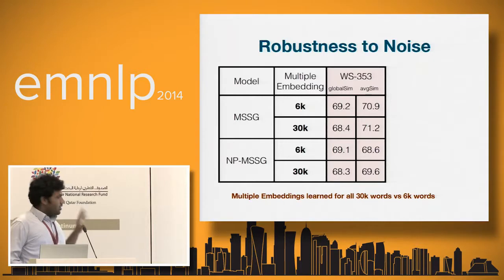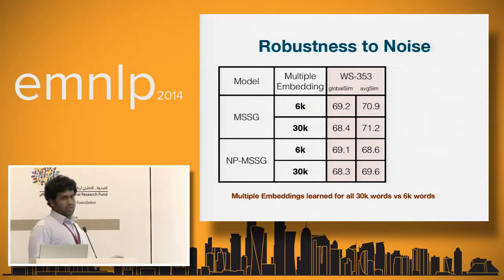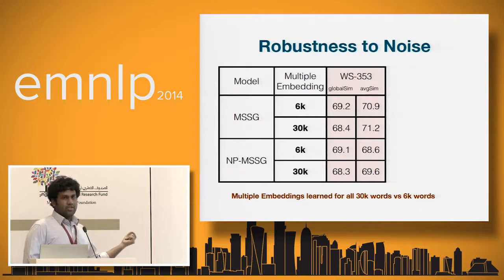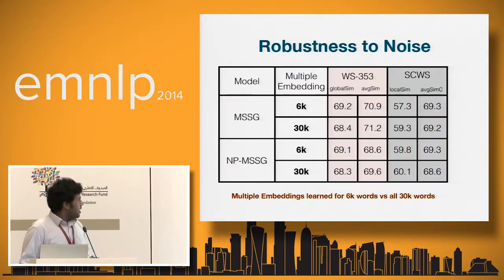If you remember, all these experiments were when we learned multiple embeddings only for the 6,000 words that were used in the previous work. So we ran experiments where we learned multiple embeddings for all the 30,000 words. This is WS353, where you're just given the word pair and not context. And this is word similarity in context.